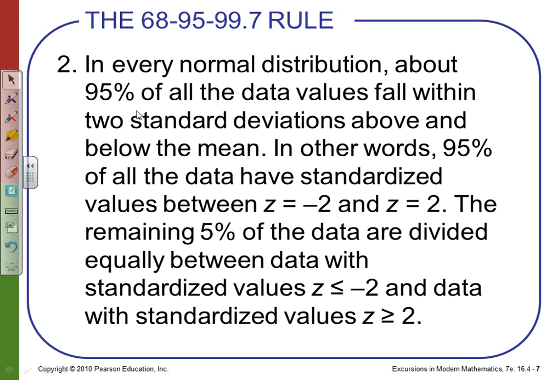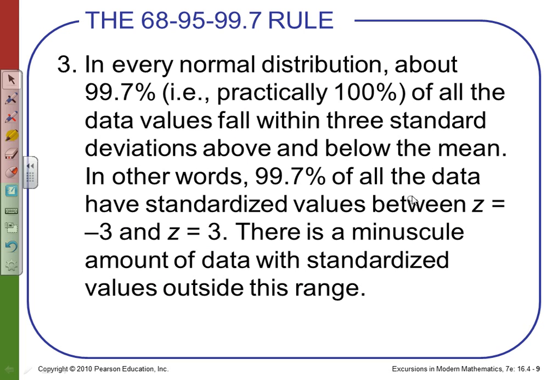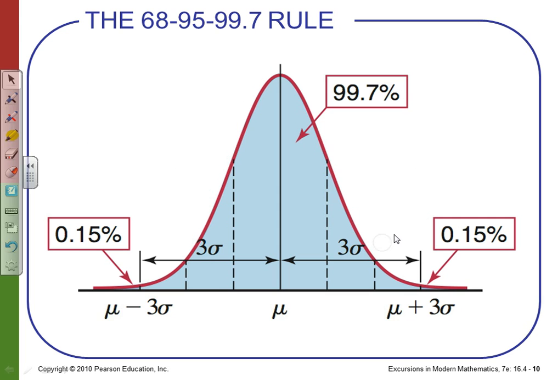Two standard deviations, 95% is going to be there. That leaves us 5%, 2.5% either side. Wonder how much of this we're going to remember. 99.7 is basically everything. There's an itty-bitty bit left over, not very much left over at all.